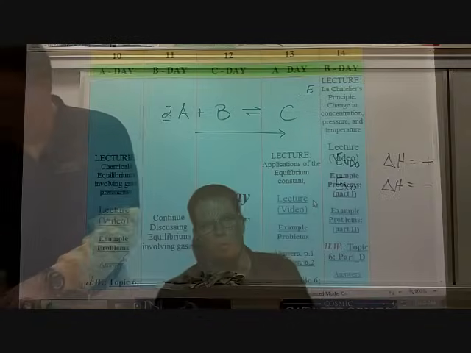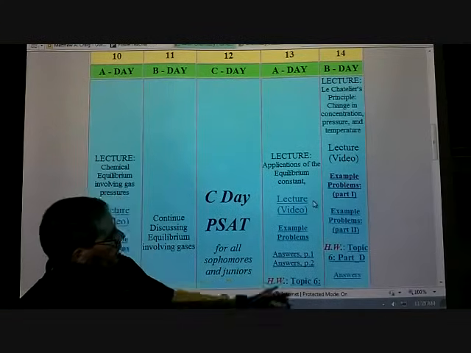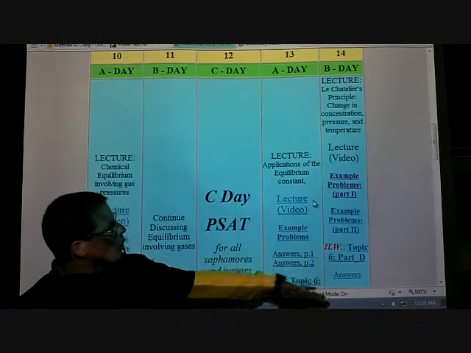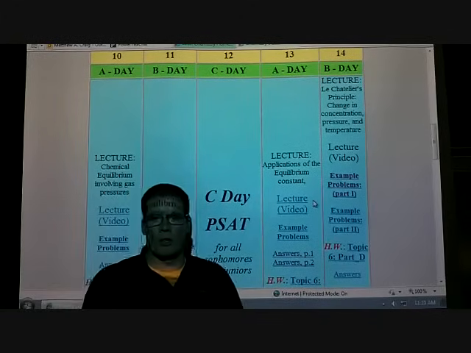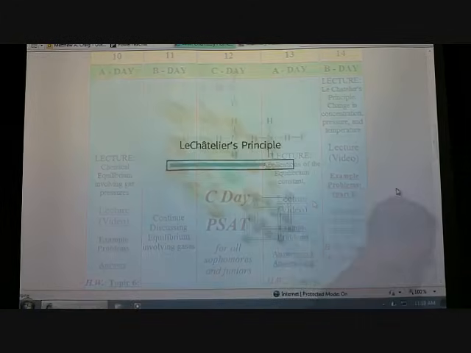Let's look at the website. We've got a link here. It's actually below. I'm going to scroll down a little bit. We're going to look at some examples of Le Chatelier's principle.